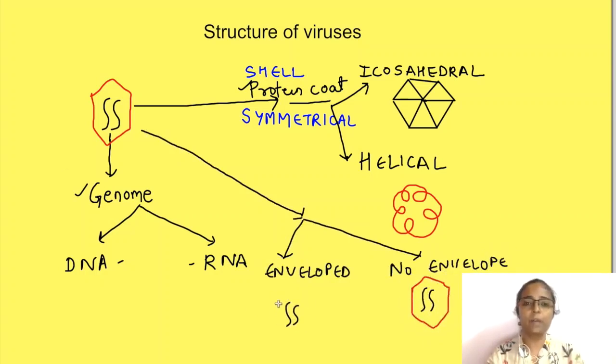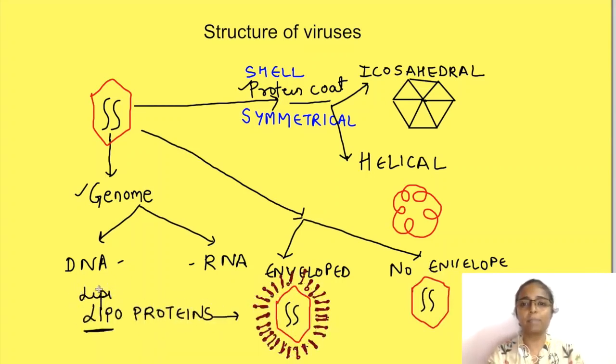In the enveloped viruses, the envelope is made up of lipoproteins, that is lipid and proteins. The lipids are derived from the host cell membrane which the viruses infect, and they acquire it while they are leaving the cell, while the proteins are synthesized by the viral genome using the host machinery. So, this is the basic structure of viruses.